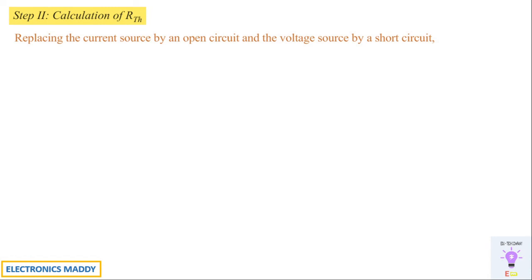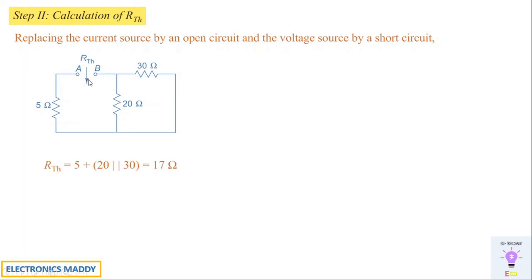Next, step 2 is to find the value of RTH, by replacing the current source with an open circuit and the voltage source with a short circuit. As I told earlier, a current source is represented by an open circuit because its internal resistance is very high, and a voltage source's internal resistance is very low, ideally assumed to be a short circuit, equal to 0 ohms. Now we find the effective resistance at this point. The 30 ohm and 20 ohm are in parallel, and the combination is in series with 5 ohm. So I have written 5 plus 20 parallel to 30. Simplifying this, you get 17 ohms.